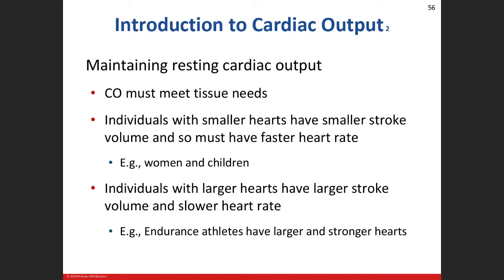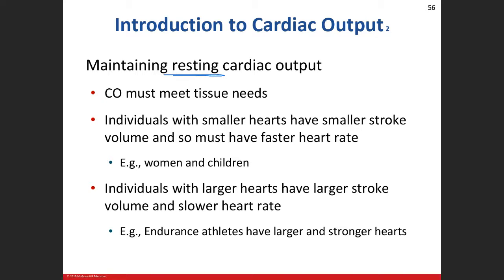Okay, so now we're going to talk about what happens with resting cardiac output. Right now, all of us here, our resting cardiac output only needs to be enough to satisfy the metabolic needs of our tissues as we're sitting here. So it shouldn't be that high, right? As we're sitting here not doing anything, our cardiac output should be enough to sustain our tissues. Now, if we were to start to exercise, then obviously our cardiac output is going to increase.